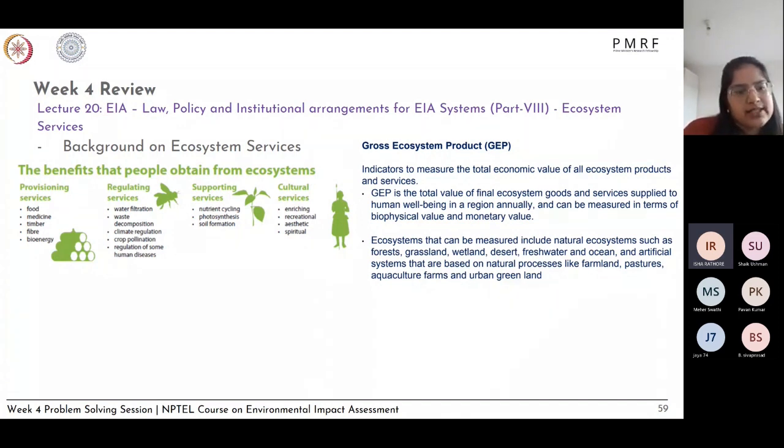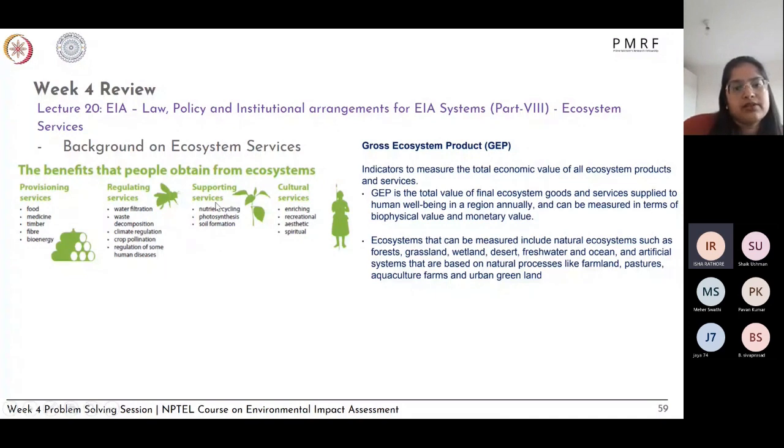Then we have regulating services, which help in the regulation and maintenance of the ecosystem as well as the environment in general. So something like water filtration, waste decomposition by natural means, climate regulation, crop pollination by bees and other pollinators, regulation of some human disease. So these are regulating services which help to maintain the balance of the ecosystem itself.